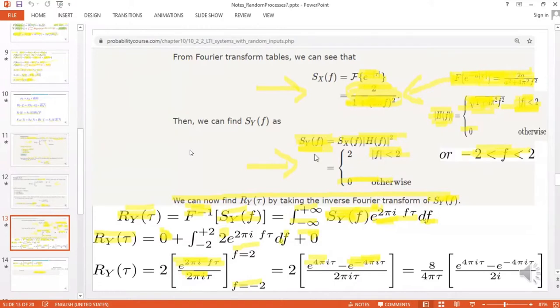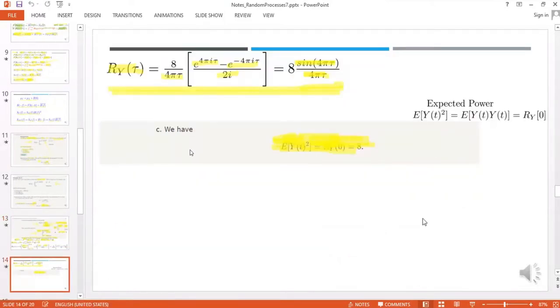So now you have SY(f). Now you have to take its inverse Fourier transform to obtain Ry(tau). So Ry(tau) is equal to the inverse Fourier transform of SY(f), and the definition of SY(f) you have obtained is this one, and you are integrating over the domain minus infinity to plus infinity. Because minus 2 to 2 has a definition and otherwise it is 0, you split it like this. The integration of e raised to power 2 pi i f tau upon 2 pi i tau, and then you substitute the lower and upper limits, and you will get this one. So this is the final result.